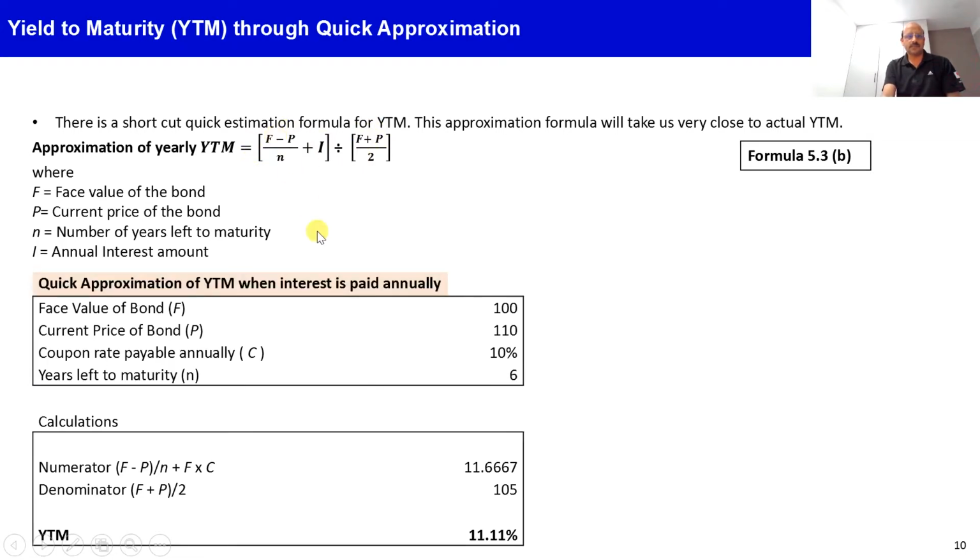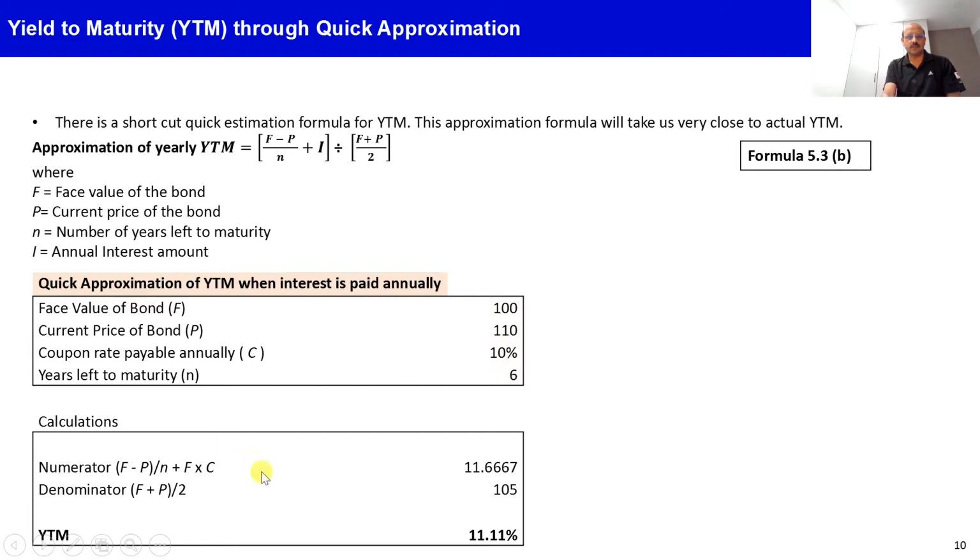Let's understand this with a simple example. The face value of the bond is, let's say, $100. The current price at which the bond is getting sold is $110. So $10 is the premium on that bond. Coupon rate payable annually is, let's say, 10%. So the bond will pay an interest of $10 every year on $100 face value, and years left to maturity is 6 years. So what we have to do is numerator F minus P divided by N. So this $10 premium that we have paid to buy that bond has to be divided by the remaining number of years to maturity, 6.